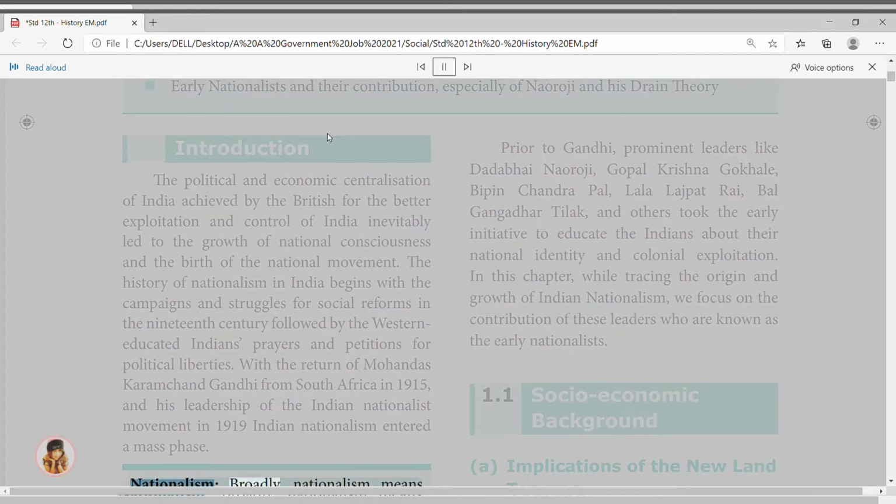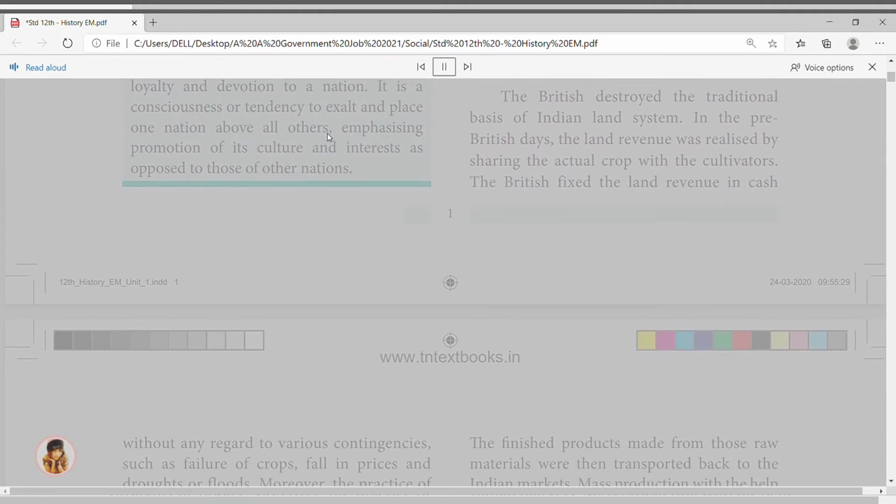Nationalism. Broadly, nationalism means loyalty and devotion to a nation. It is a consciousness or tendency to exalt and place one nation above all others, emphasizing promotion of its culture and interests as opposed to those of other nations.